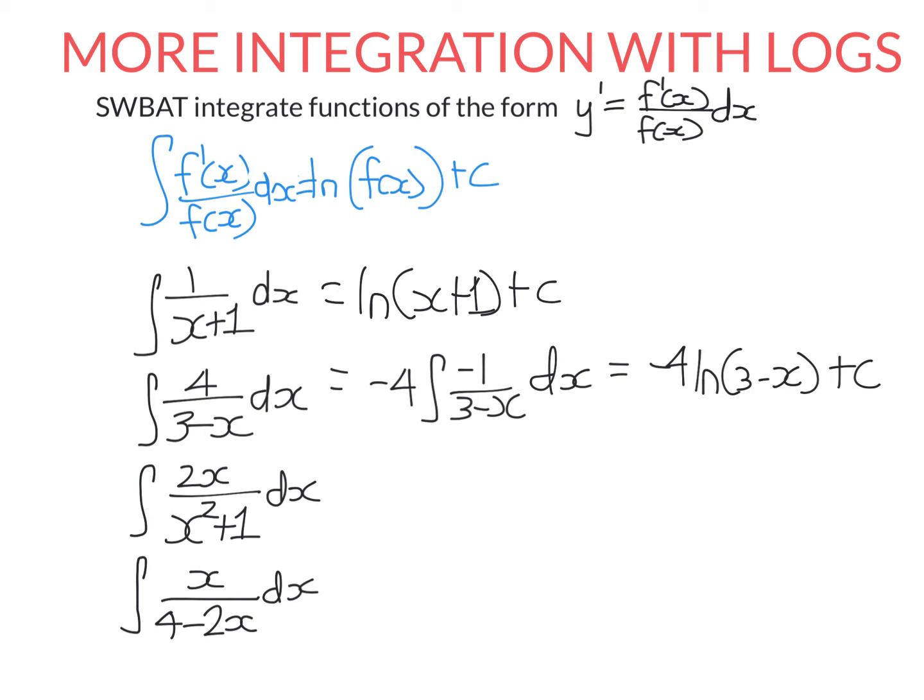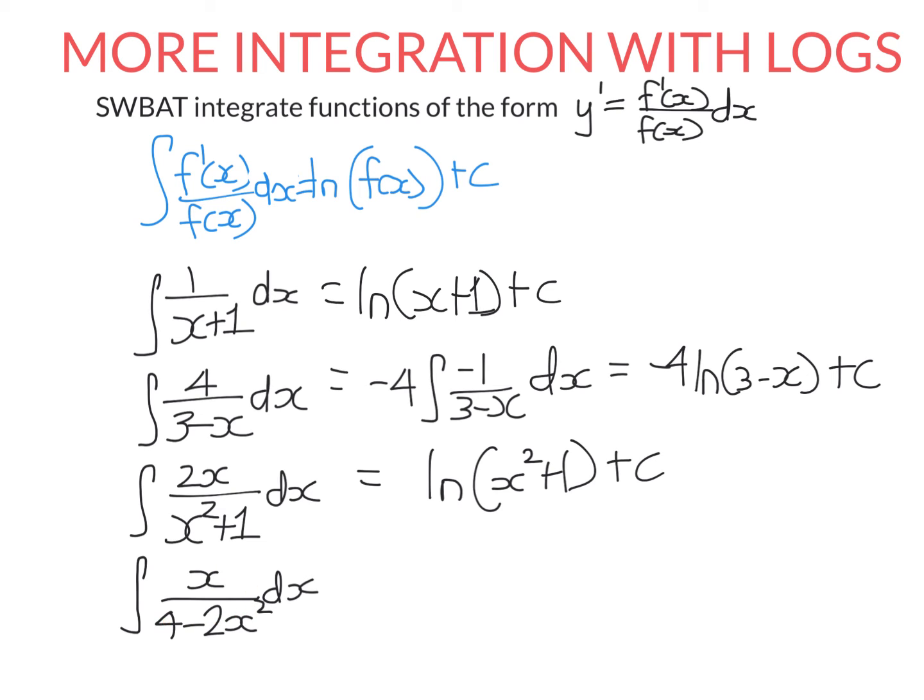So how would I integrate something that looks like this? Well, again, I have a function on the bottom, x squared plus 1. The derivative of x squared plus 1 is 2x. So I have a function on the bottom and its derivative on top. So when I integrate it, I just get the natural log of that function on the bottom. Because it's an indefinite integral, I need to add c. So let's do this last question here.